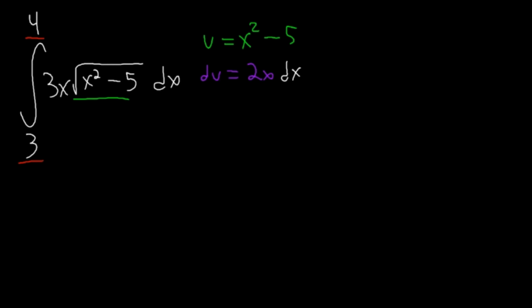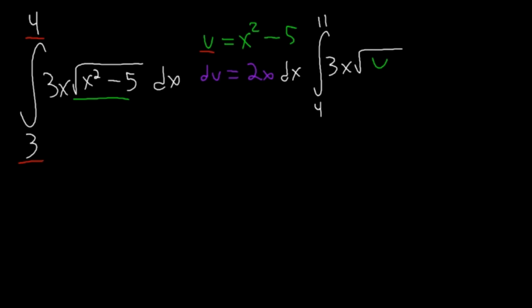And again, we don't want to forget to also put our limits of integration in terms of u. So by plugging in 3 and 4 into x for our new equation u, we will find that the new limits of integration are 4 and 11. So rewritten, we have the integral from 4 to 11 of 3x times the square root of u.